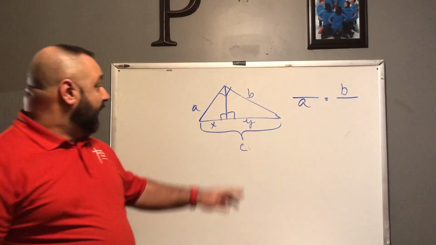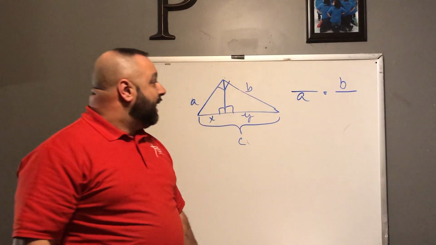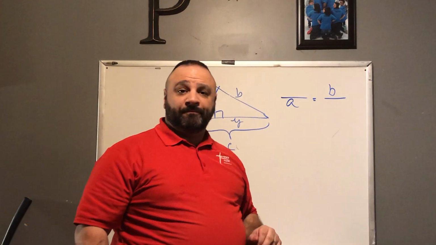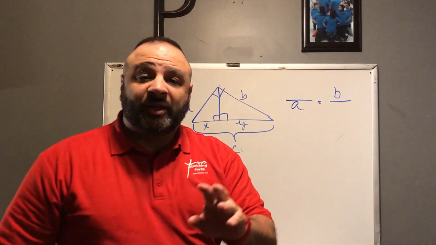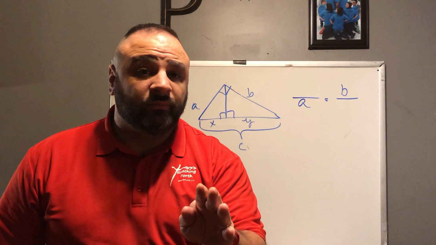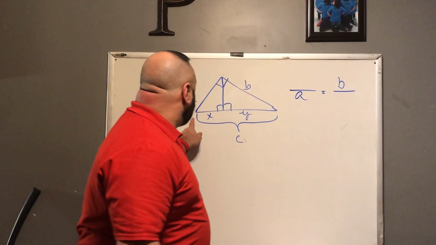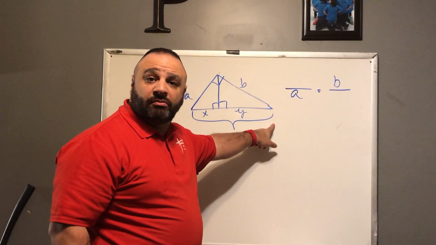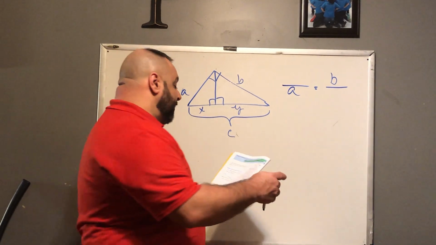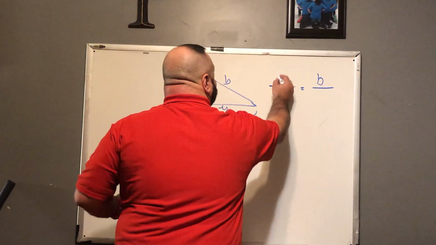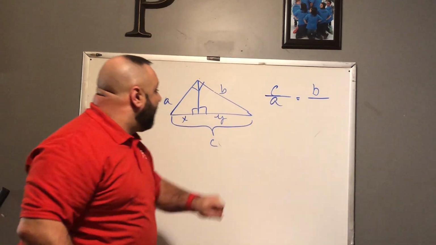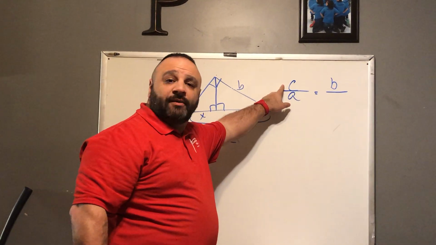Okay? The length of the legs are the geometric mean. Now, what's the first and fourth term? Depending on which leg we're looking for, we know the first term is going to be the length of the hypotenuse. So we would have C, the length of the whole hypotenuse, over A, that's the first term.